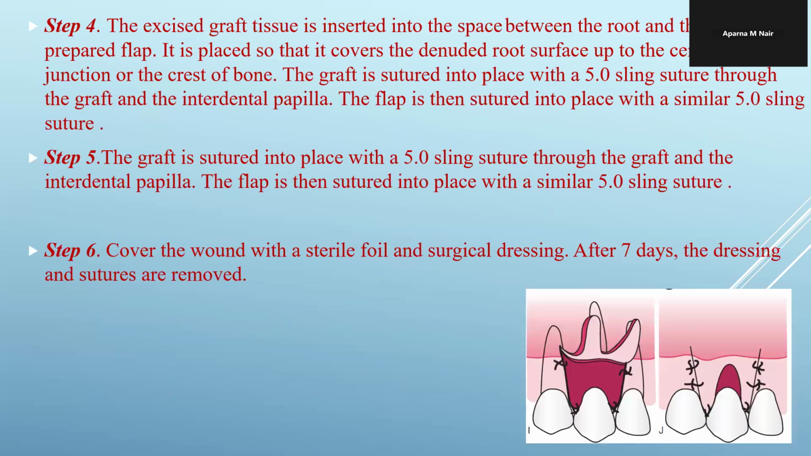Now the excised graft is inserted into the space between the root and the previously prepared flap, and it is placed in such a way that it covers up to the cemento-enamel junction of the receded or denuded root surface. The graft is positioned with a 5-0 sling suture, and the flap is sutured in place with a similar 5-0 sling suture. A perio pack is given, and the dressings and sutures can be removed after 7 to 10 days.